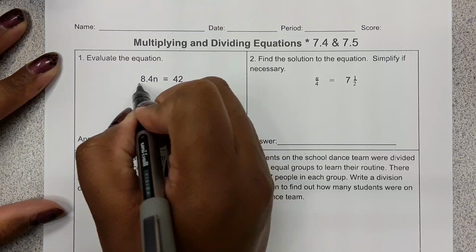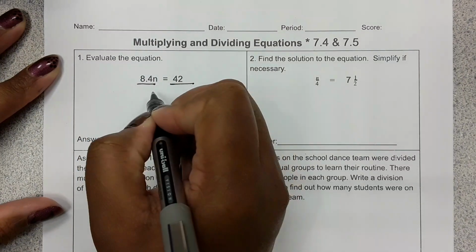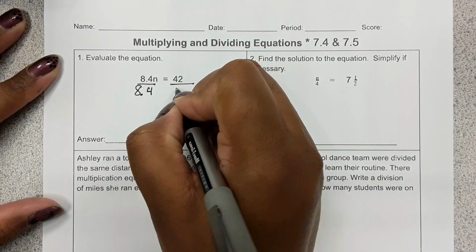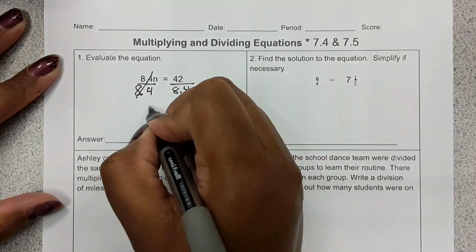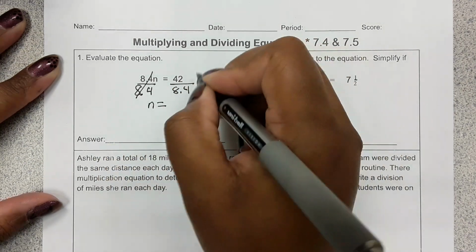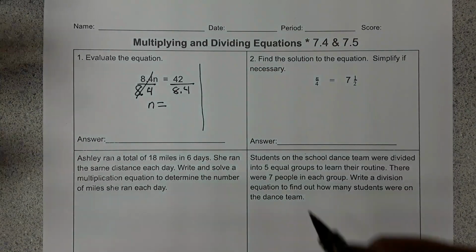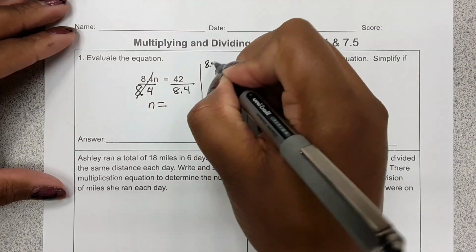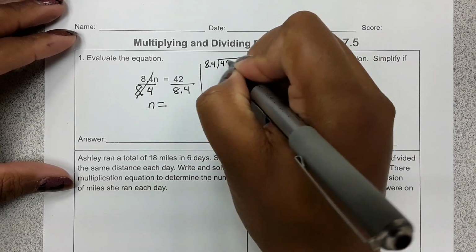To do that, we're going to undo multiplication, and we use our fraction bar to show that. We're going to do it on both sides. So we're going to divide both sides by 8 and 4/10. Cancels out. We have n equals, and I'm going to go over here and do some side work to figure this out. We have 8 and 4/10, our bottom number, the denominator, being divided into 42.